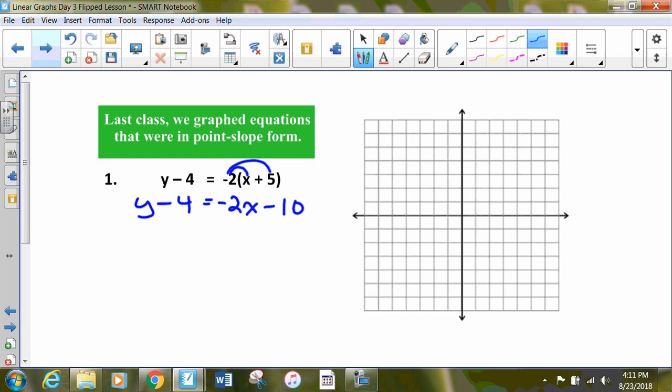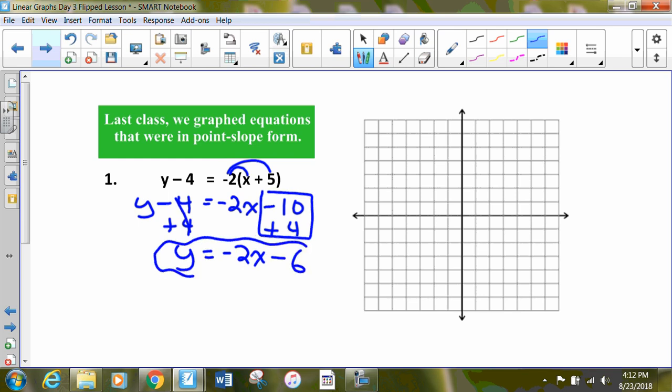We're going to get our y by itself by getting rid of the -4. If we add a 4 to one side, we have to do the other. And then we would add the like terms together. -10 plus 4 is -6. And then we're like, yay, it's in slope-intercept form. And we graphed it. We're getting really good at graphing things when they're in slope-intercept form.